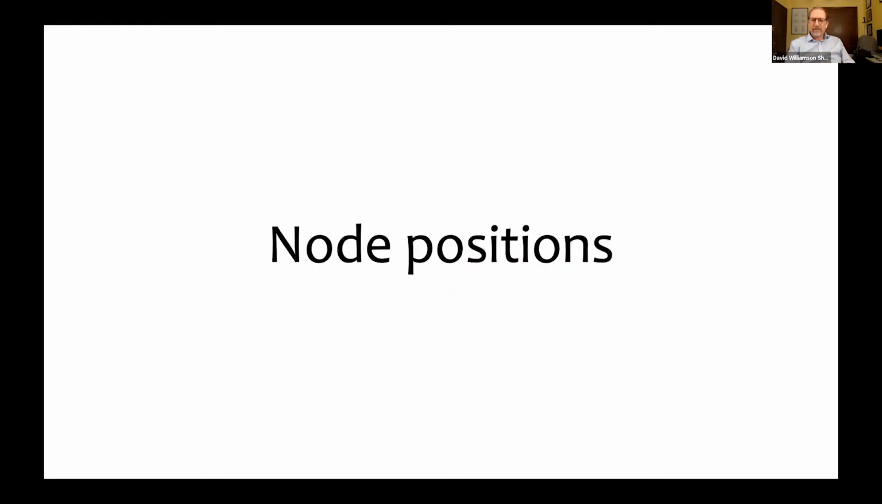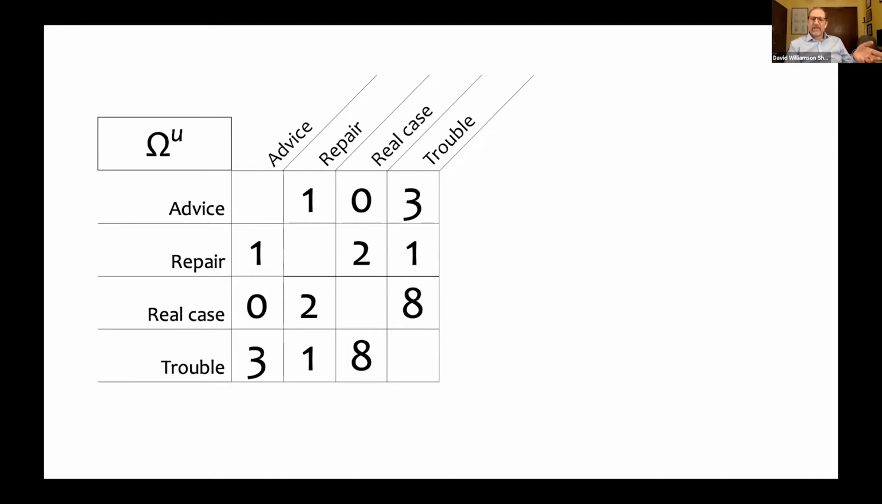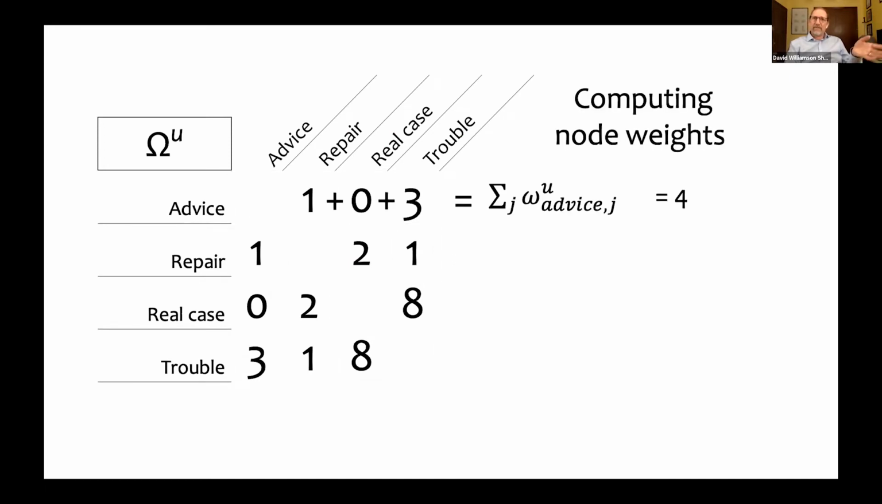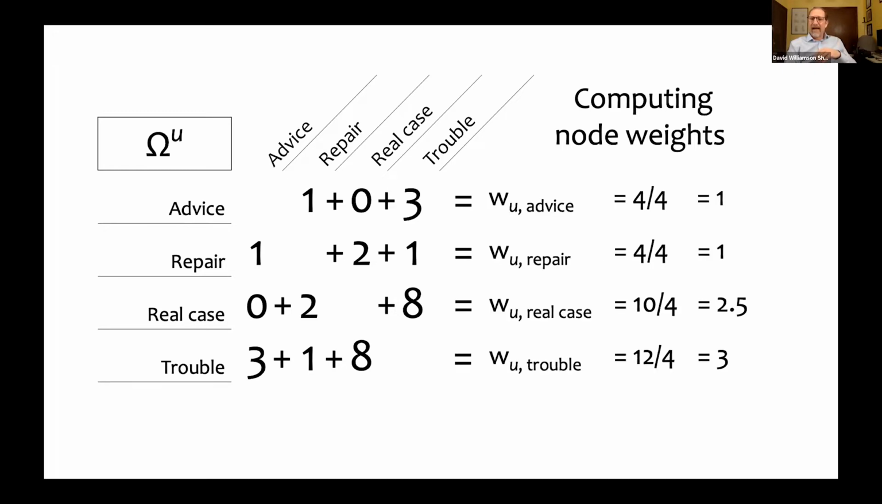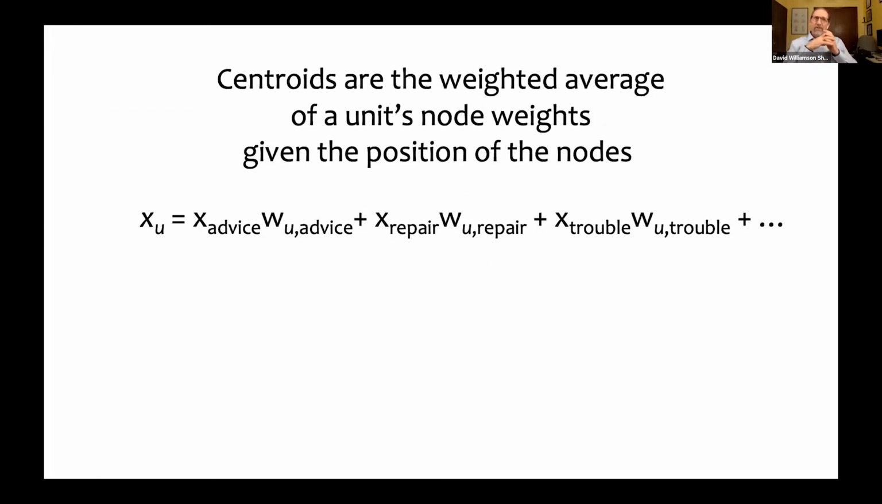So how do we get the node positions? Well, we actually go back to the omega matrix and we compute the node weights from it, which is literally just the sum of each row of the matrix, using the fact that the matrix is symmetrical. And then we take those node weights and we find their average, basically. We put the weighted part in the weighted average. And now the centroid over here is just the weighted average of the x coordinate of the node times the weight of that unit for that node, and similarly across all the nodes. And that gives us the x position.